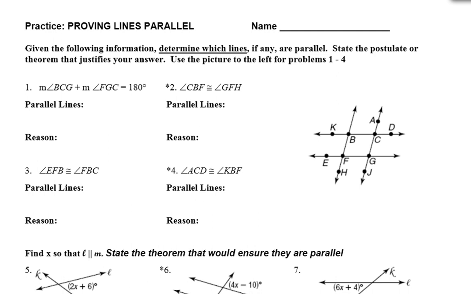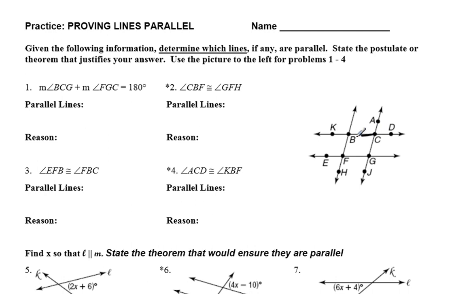All right, number 2 on proving lines parallel practice. It asks us to determine which lines, if any, are parallel, state the postulate or theorem that justifies our answer, and we're using this picture of the 2 lines and the 2 transversals. And number 2 asks us to figure out which lines are parallel and why. Given that angle CBF, so when you're identifying your angle and you've got all these letters going on, just highlight the angle they're referring to.